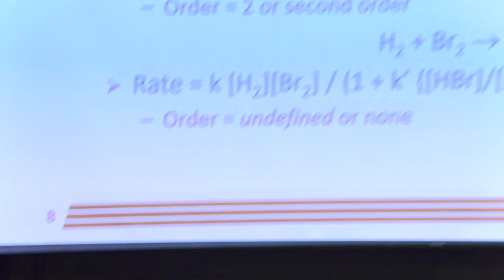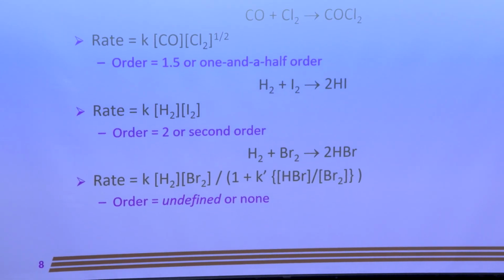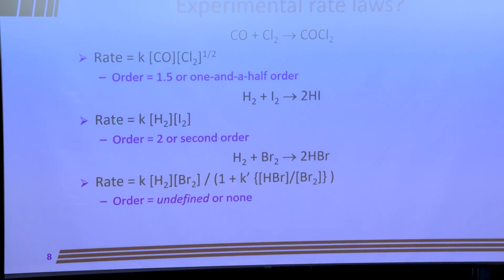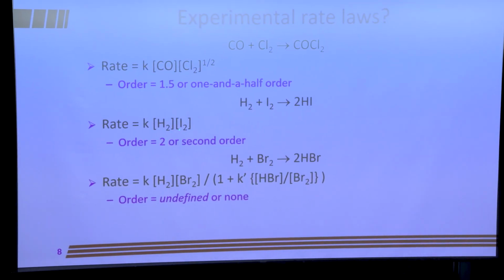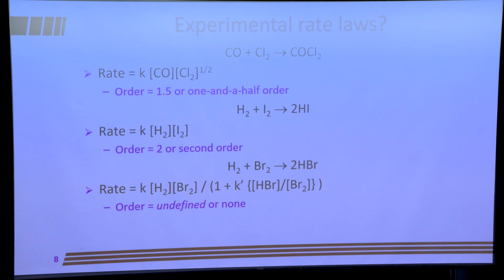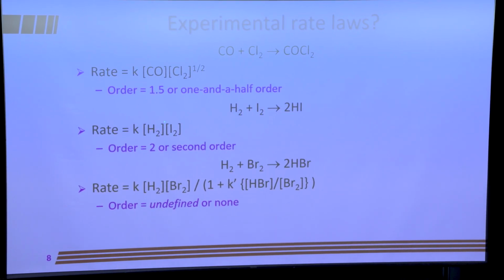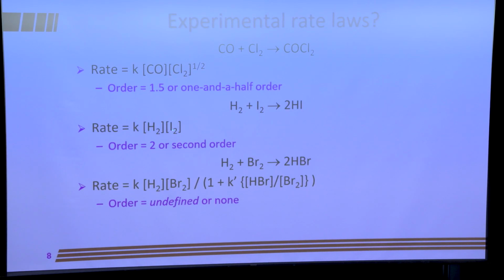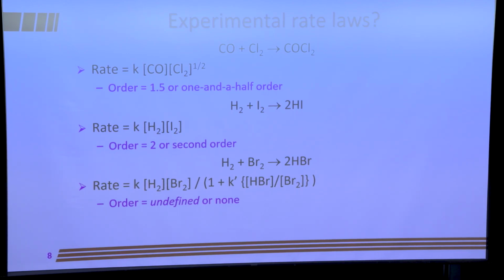Now, here we have H2 plus I2 giving us 2HI, right? And the rate of this reaction is equal to the rate constant times the concentration of H2 times the concentration of I2. It's first order with respect to hydrogen, and first order with respect to iodine, and second order overall, right? So alpha is 1, beta is 1, the total order is 2. But actually this reaction is not elementary either, even though it looks like it.